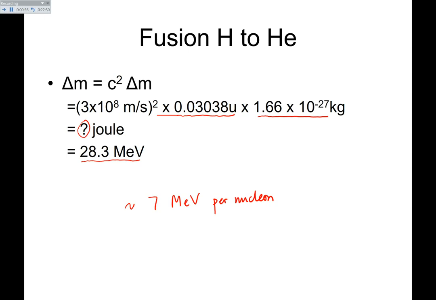So, we've looked at alpha, beta, gamma radiation, and we've looked at some thinking behind why fission and fusion occur, and both of them cause the release of energy.